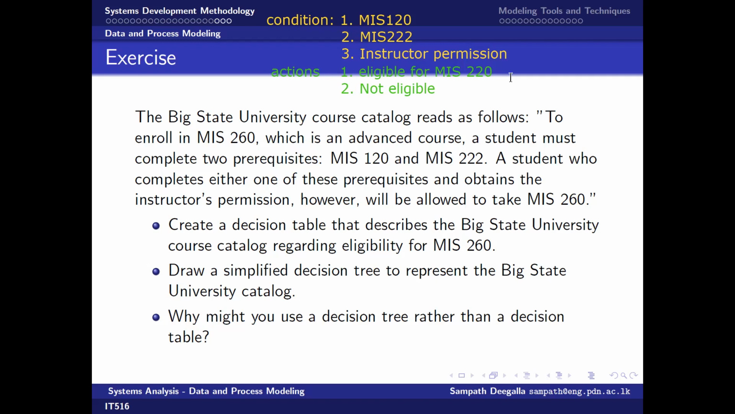220. Okay. I think I got your point. Your point is the first condition would be both MIS 120 and 222, and the second condition would be only one of them, either MIS 120 or MIS 222. That is also possible. So the rest I think you can do. Hopefully we will get three conditions here.